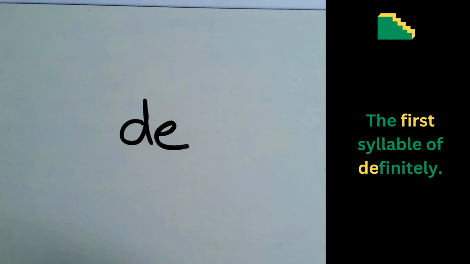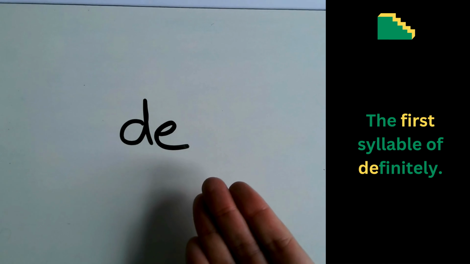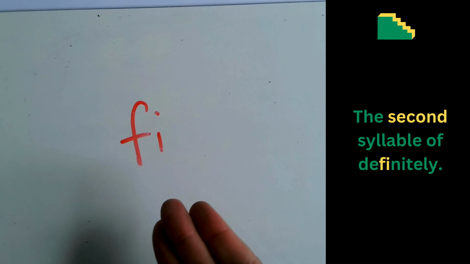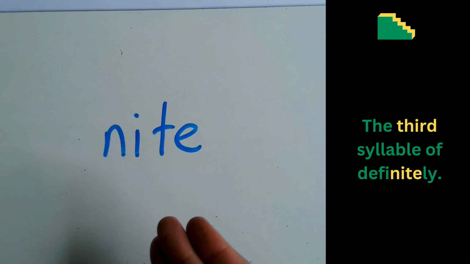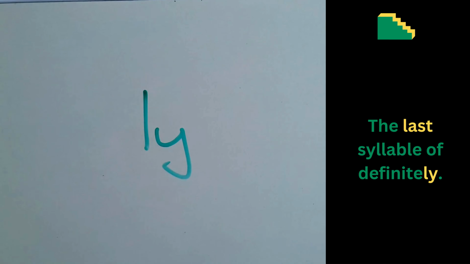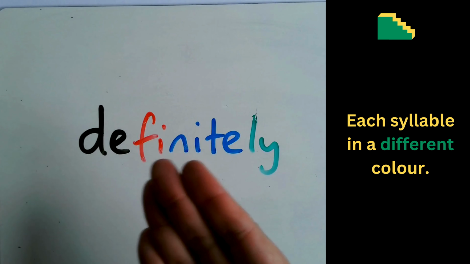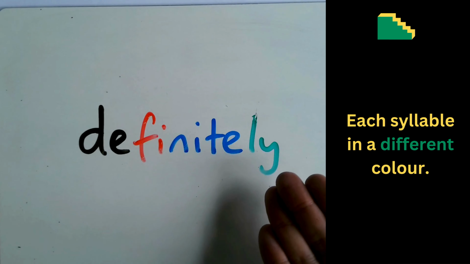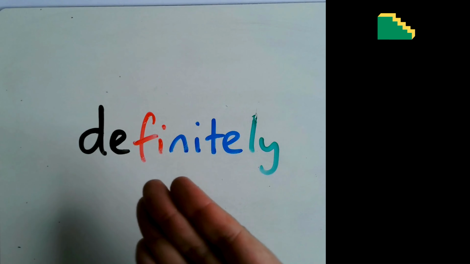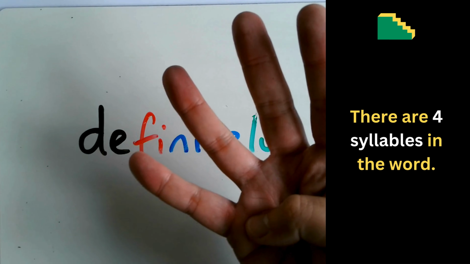As you see, it'll be in 4 syllables. The first one is de, written here. The second syllable is fi. Then it's knit in blue, and the last one here in green is li. Definitely. Here you see it's written in a different way, where each syllable is a different colour. Definitely. De, fi, knit, li. 4 syllables, 4 different sounds.